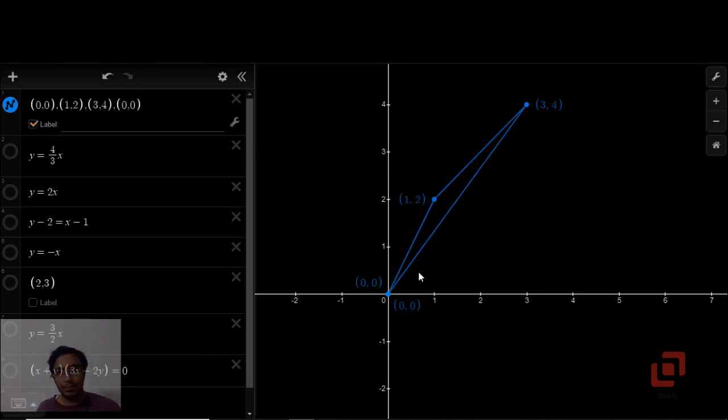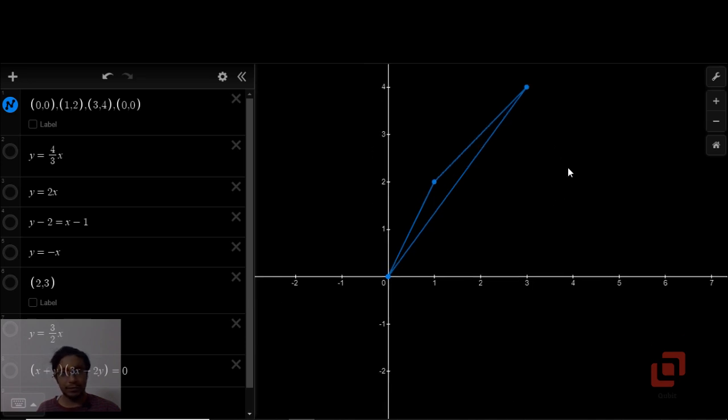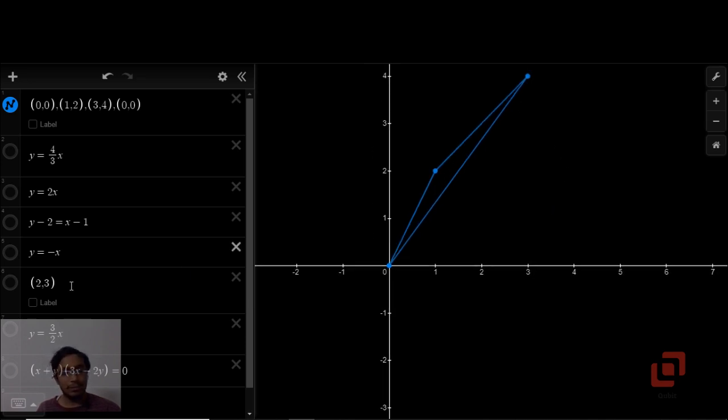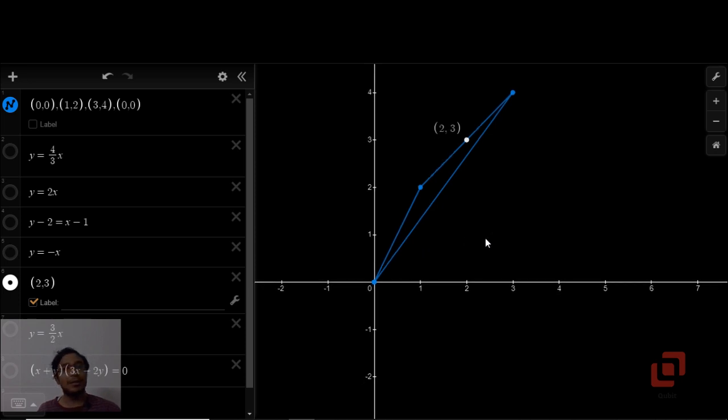Okay, so that blue triangle is the triangle that we want. Let me hide the labels now. Yes, now these are the 2 points, 1 2 and 3 4, and the midpoint is 2 3, which you can see in the white color or white dot. Now, what is the equation of the median?